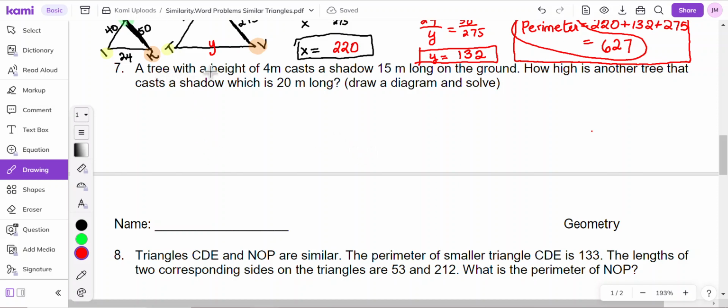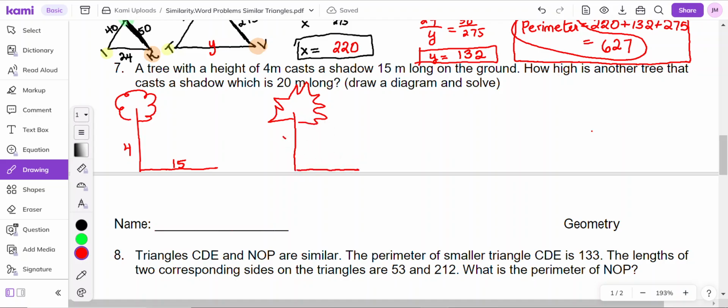All right, so the tree has a height of 4 meters. This was the tree, and it's casting a shadow that is 15 meters long. How high is another tree? Maybe it's a maple tree. How high is it if its shadow is 20?